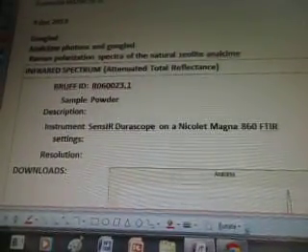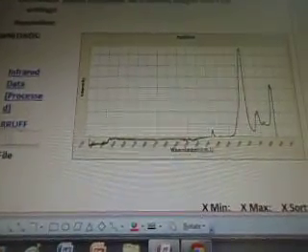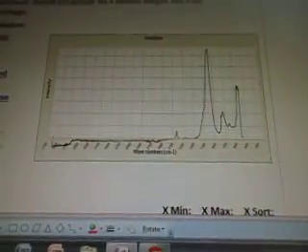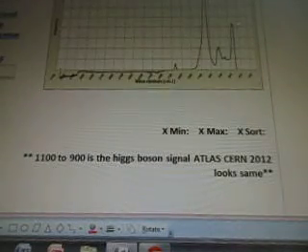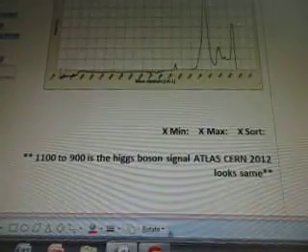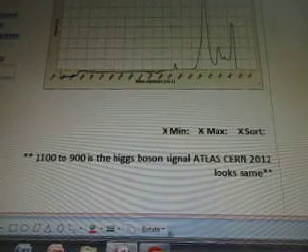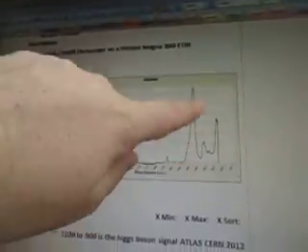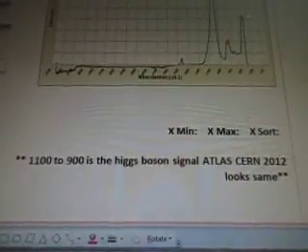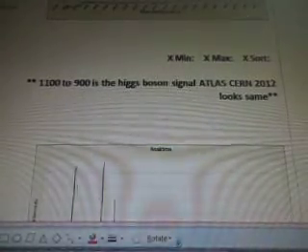FTIR. Okay, sample powder description. So this is Analcime, and this is a diagram with wave numbers. Okay, and X-min, X-max, and X-sort it shows. So 1100 to 900 is the Higgs boson signal, ATLAS CERN 2012. It looks the same as that. Okay, that's mine, this one here. Looks like a Higgs signal to me. Everything looks like Higgs signal, right?